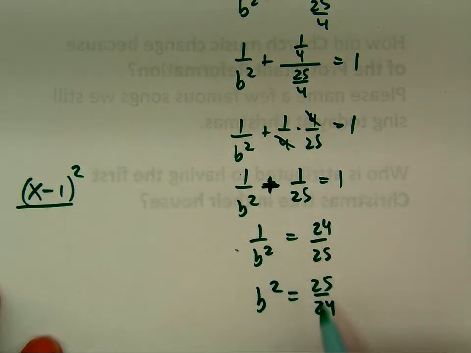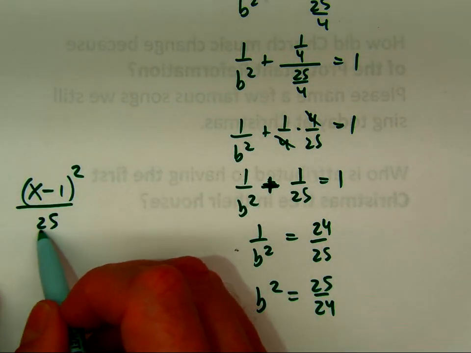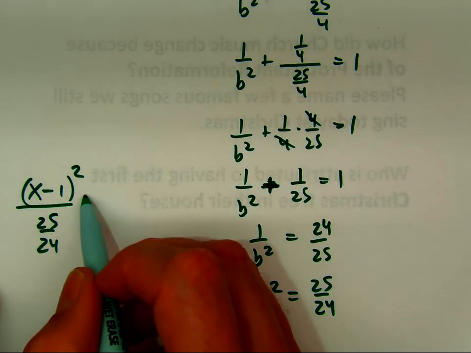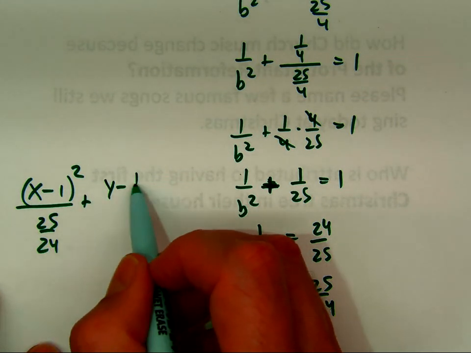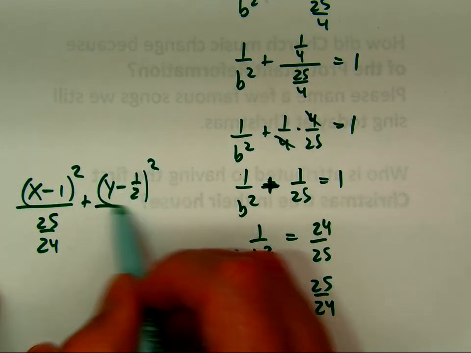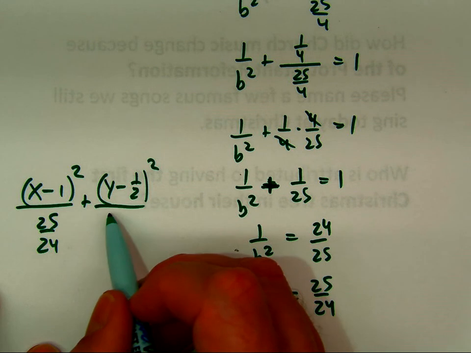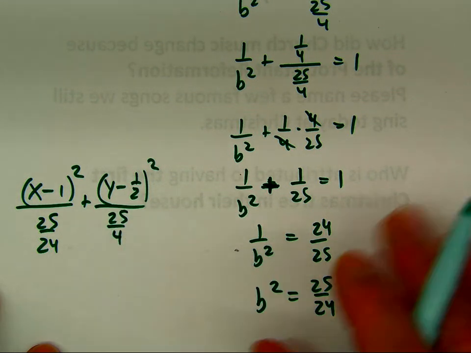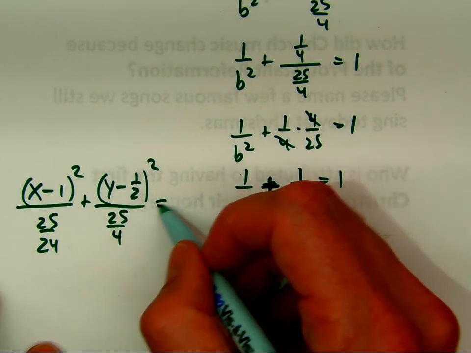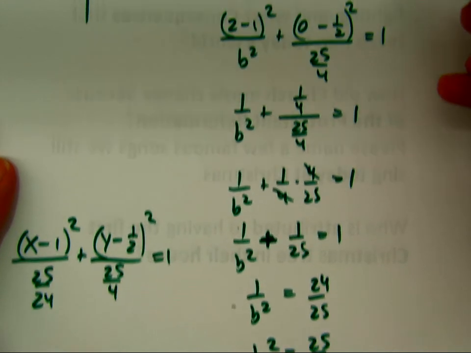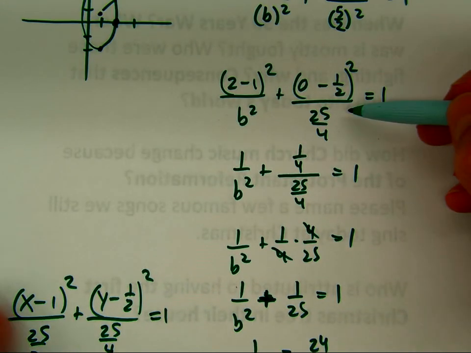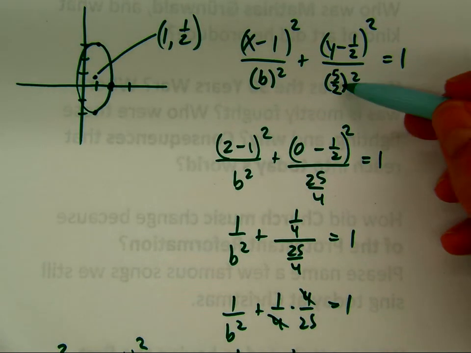B squared is 25/24. And here we have 25/4 from the first equation that we wrote, 25/4.